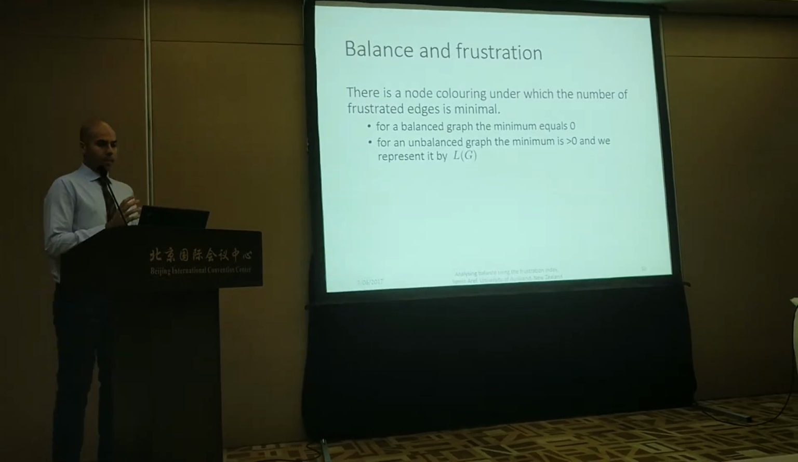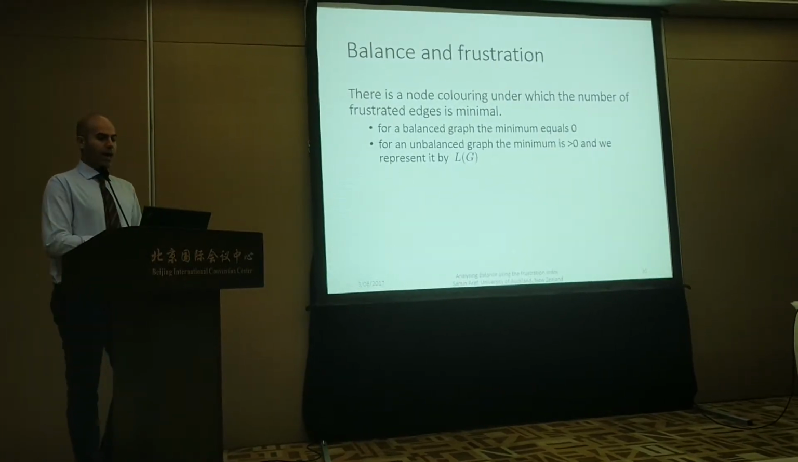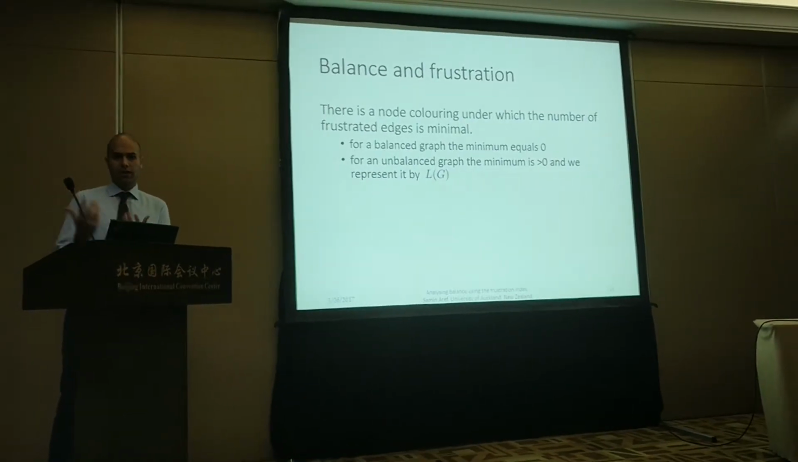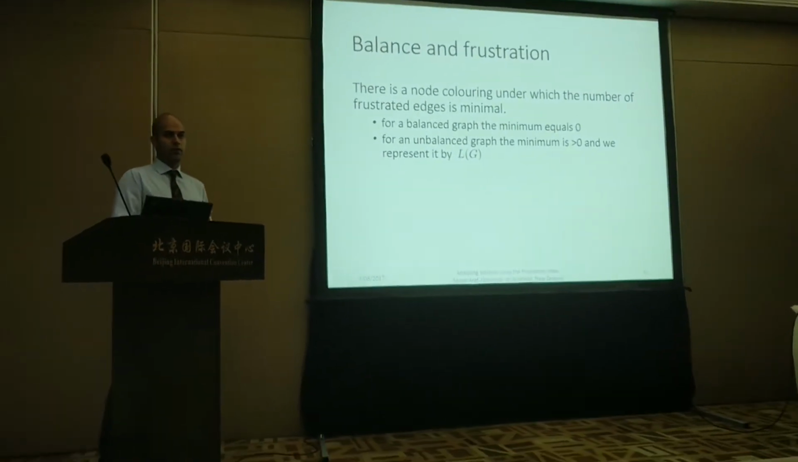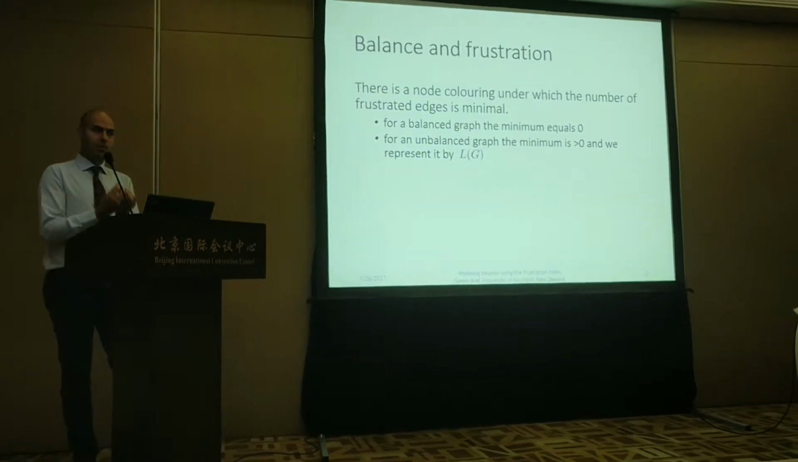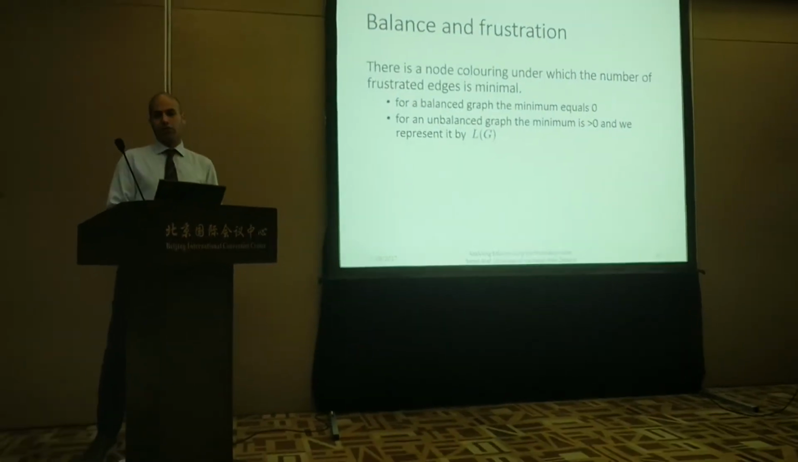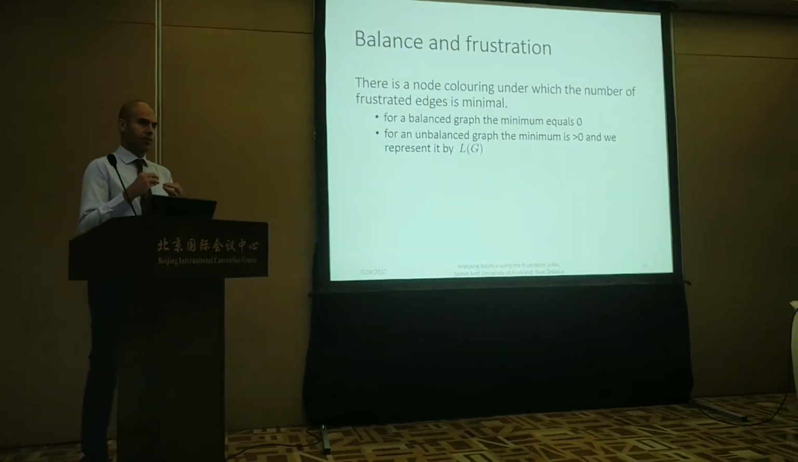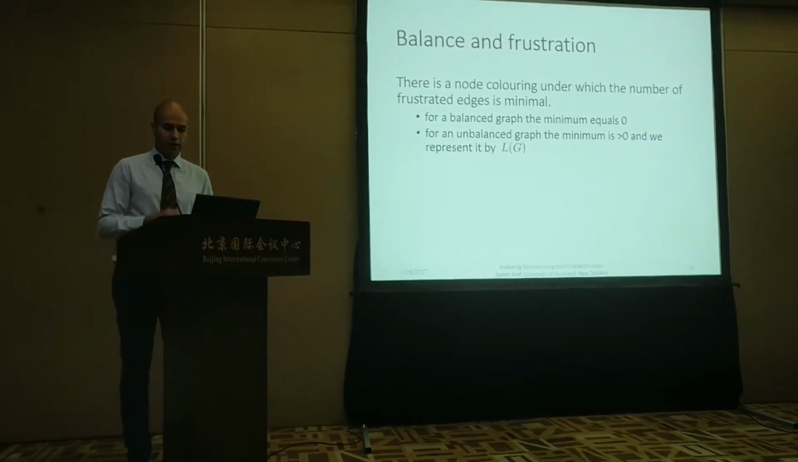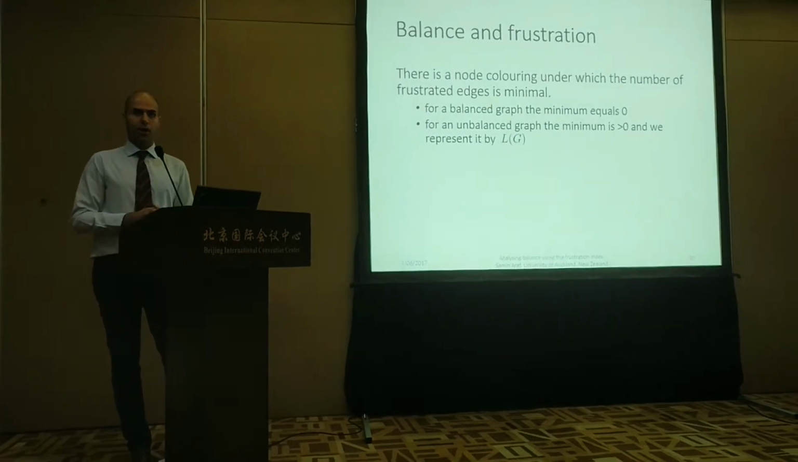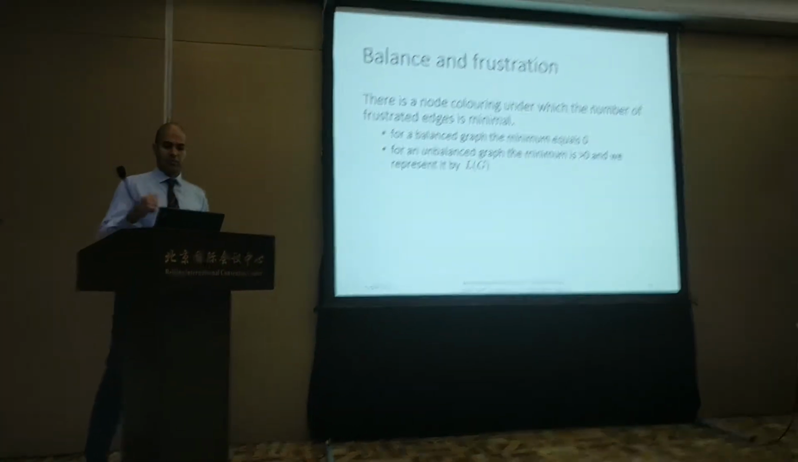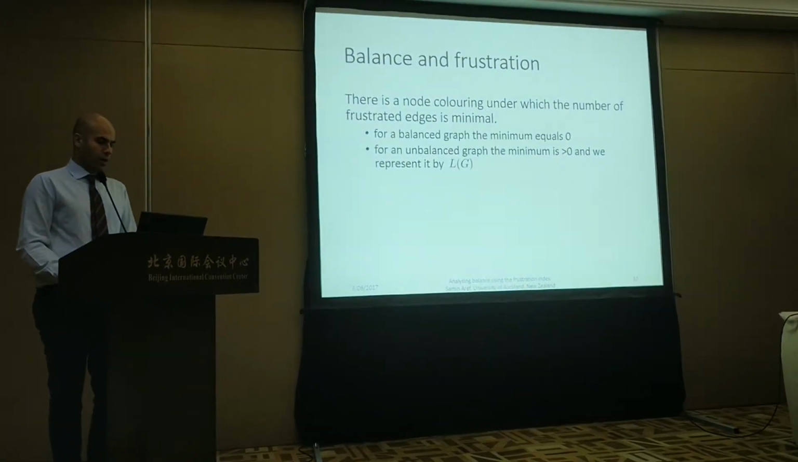So the connection between frustration and balance is that there's a node coloring that minimizes the number of frustrated edges. And this minimum for a balanced network is 0. For an unbalanced network, this minimum is strictly greater than 0, and we represent it by L of G, because it's also referred to as the line index of balance by Harary.